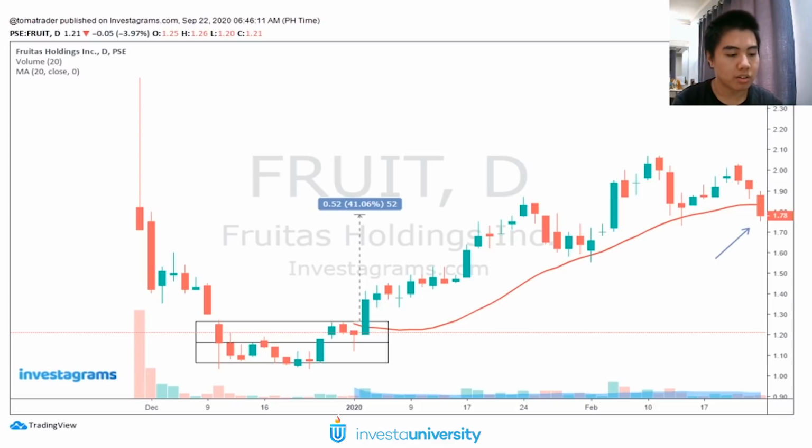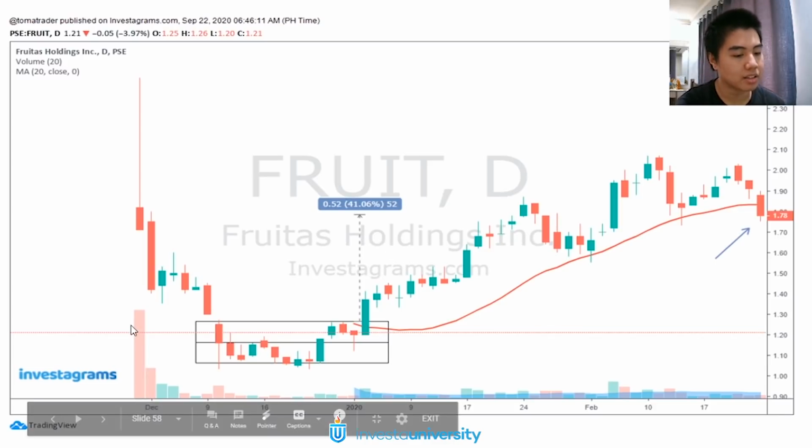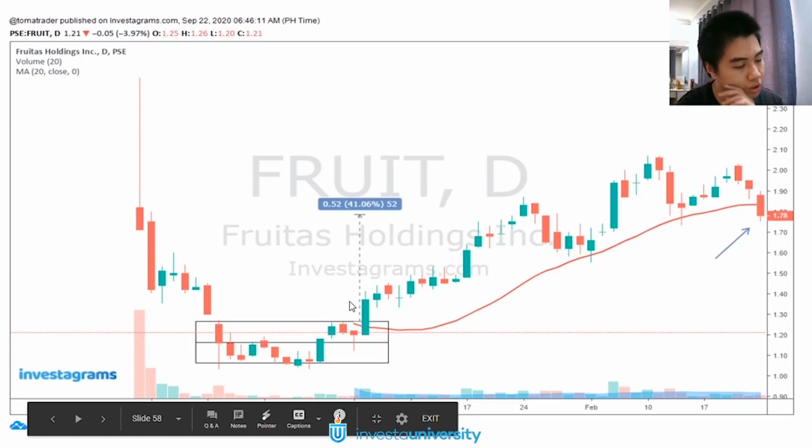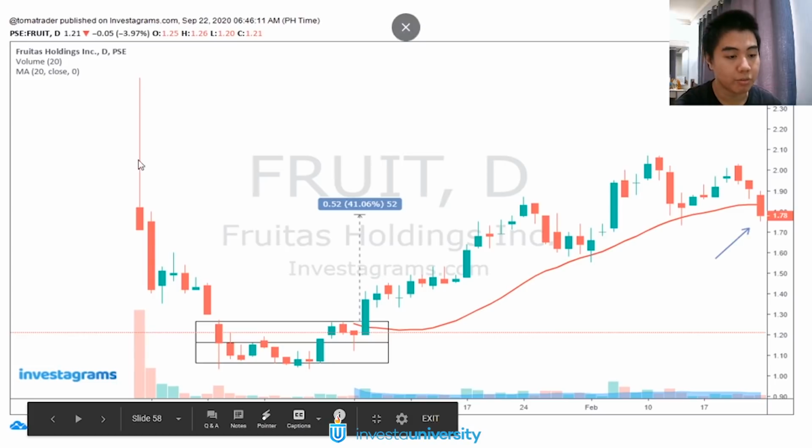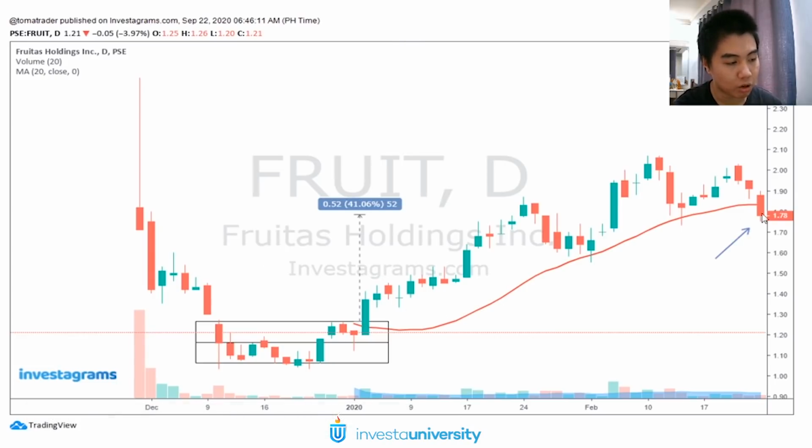Right? Here's another example. We have fruit, which after breaking out of this pattern, right, sa ilalim. So, what you could have done is you could have trailed your profits using MA20 for this example, and you would have been able to lock in a 41% gain. So, benta ka na pag nag-close below na. Pwede rin intraday, pwedeng end of day, depends on you. But ito yung tamang sell signal. So, 41% gain din yun.